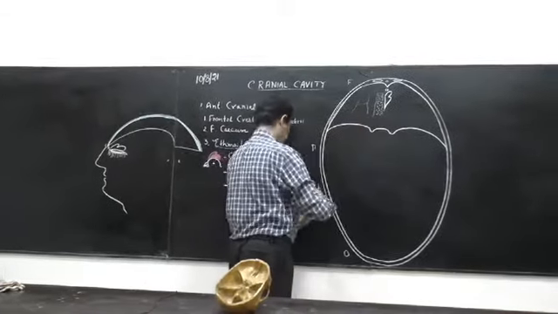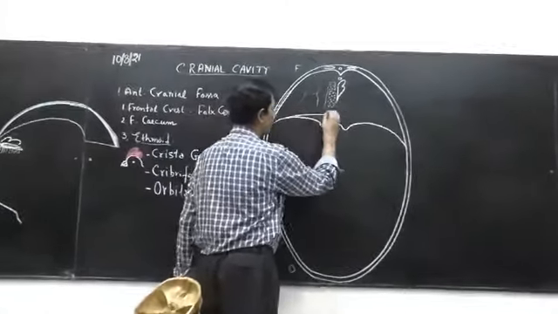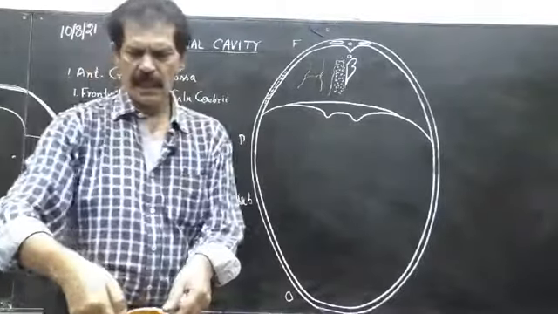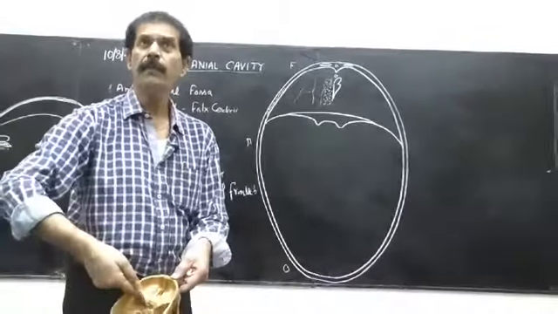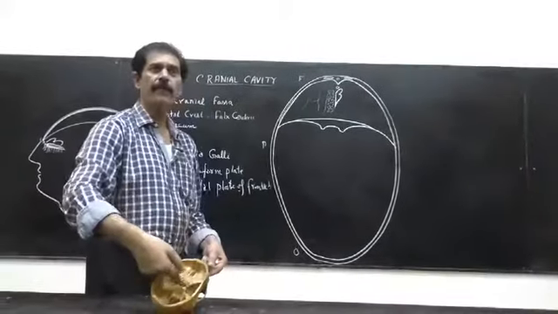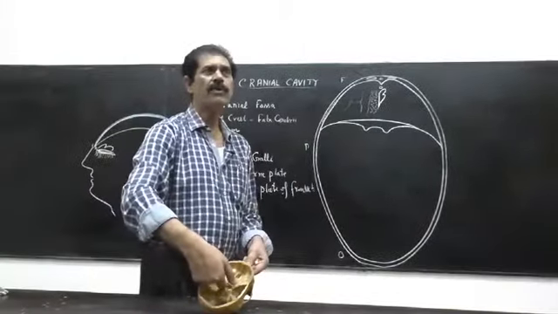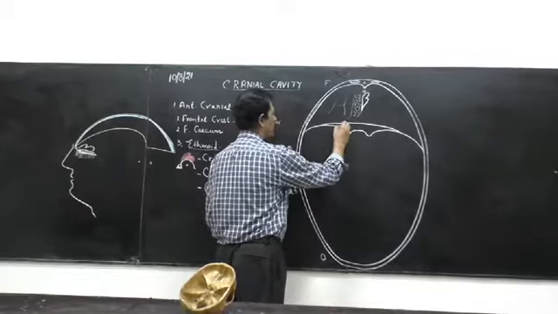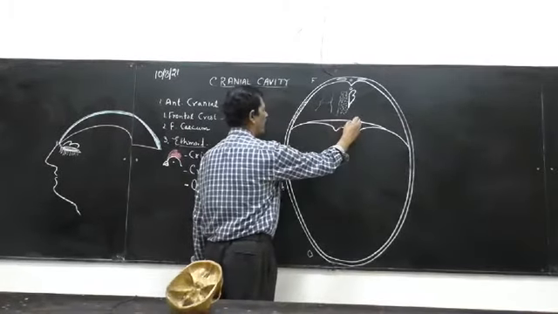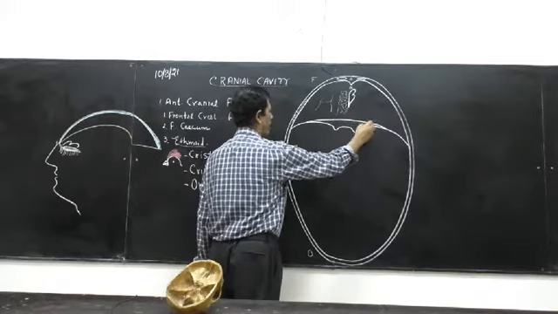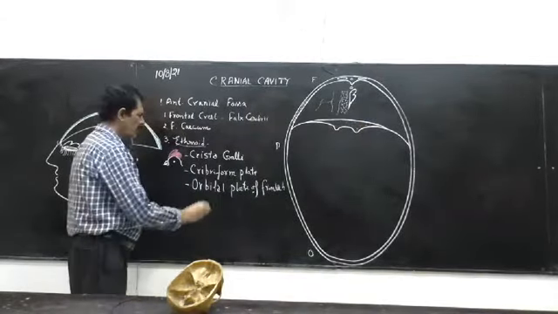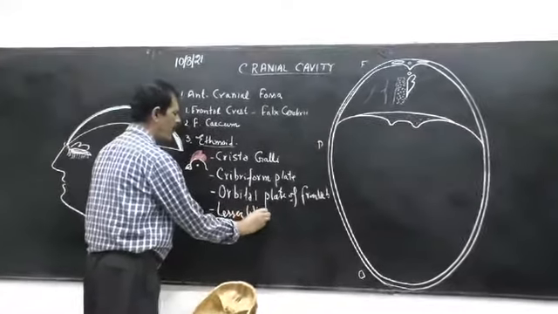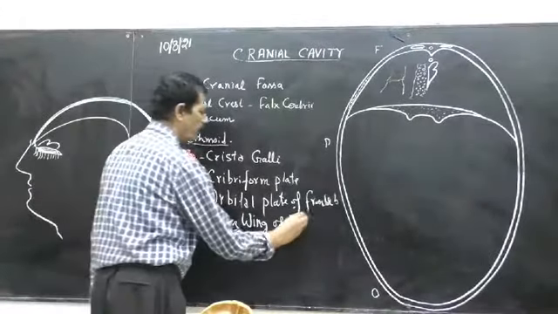Then posteriorly, in the anterior cranial fossa, in the posterior part, there is a shelf-like projection. A concave, sharp, bony shelf-like projection overhanging from the anterior cranial fossa into the middle cranial fossa. And this dotted area belongs to another bone, the sphenoid bone. So this dotted portion is called the lesser wing of the sphenoid bone.